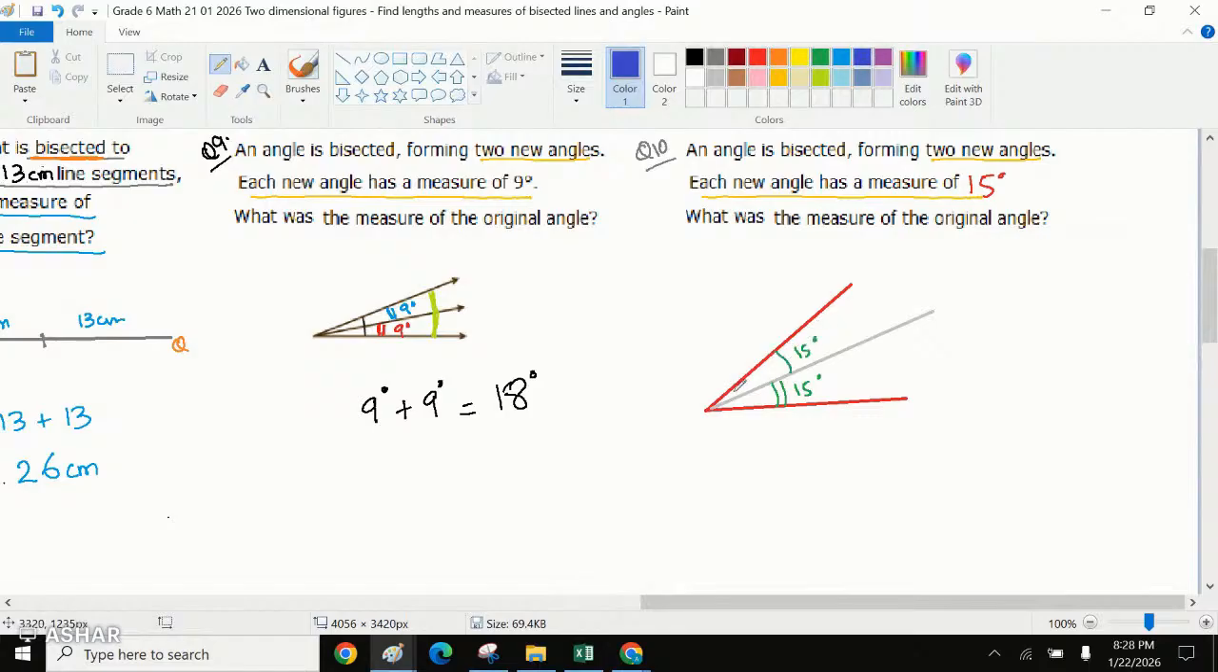So what should be the larger total angle? Can we find the total angle? If an angle is bisected, we don't know the value, but the two smaller angles which are created are each 15 degrees. So the total angle should be the sum of these two angles, right? That means 15 plus 15, so the original angle was 30 degrees. This total angle was 30 degrees.